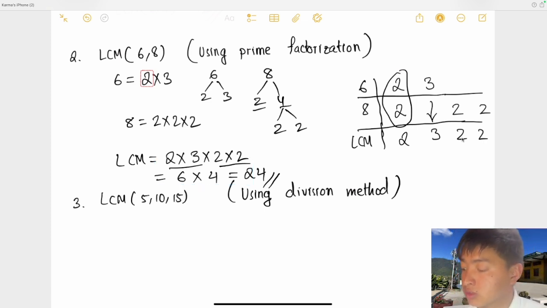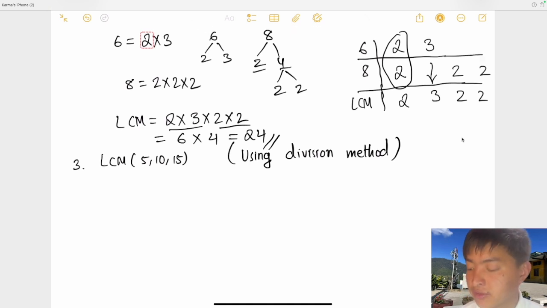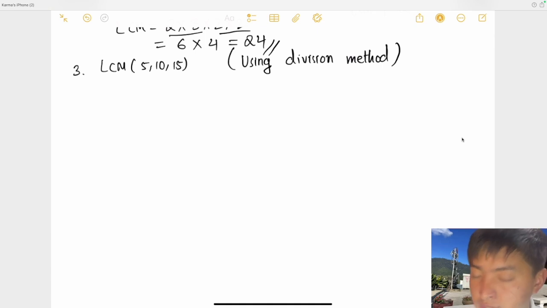So this is how you solve using prime factorization. It is not that difficult. Make sure you just practice some more questions and then you'll be comfortable with it. Okay, so the third question is asking us to find the LCM of 10, 5, and 15 using division method.